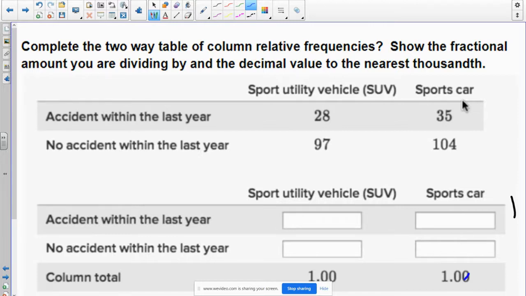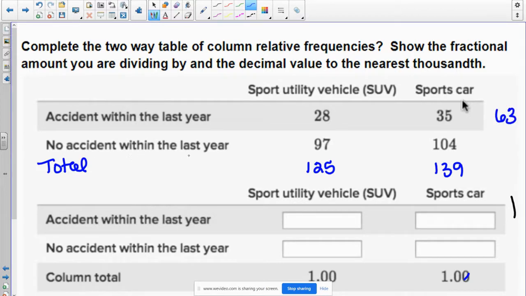We're going to add up these totals first so we know how much is coming out of. So 28 and 97, if you add those together, it'd be 125 sport utility vehicles, known as SUVs. For sports cars, 35 and 104 would be 139. So that is the totals. Now, you could check by adding across. With accidents within the last year, 28 plus 35 is 63. We won't be using these totals, but this might help here.